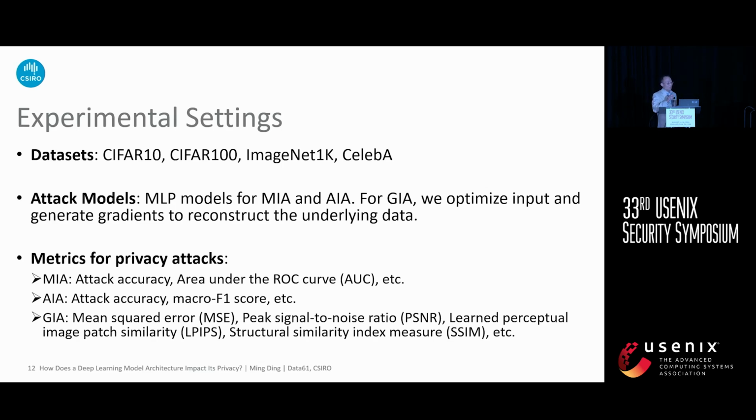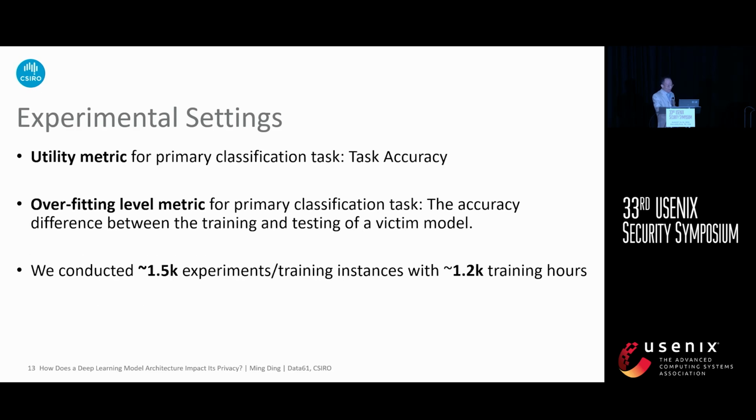So next, let me quickly show just one example of our experiments. First, a very quick summary on the settings. This slide is a little bit boring. We have used various data sets and used standard assumptions for GIA, AIA, and MIA, all standard, nothing fancy. Secondly, we use task accuracy to measure the utility of the victim models. And to control the overfitting level, we used the accuracy difference between the training and the testing of a victim model to make sure both convolutional networks and the transformers are trained according to a similar overfitting level. And to average out the randomness, we conducted around 1.5K experiments, training instances with around 1.2K training hours.